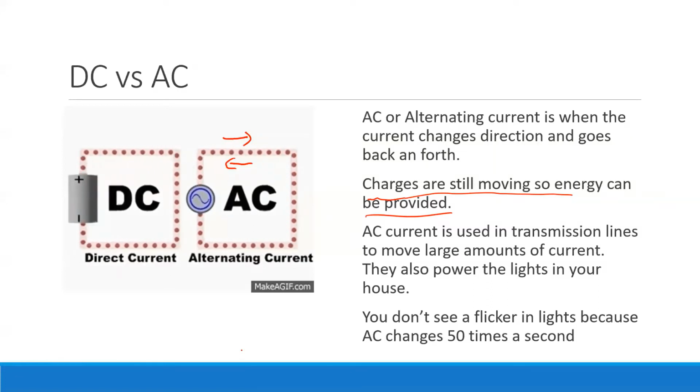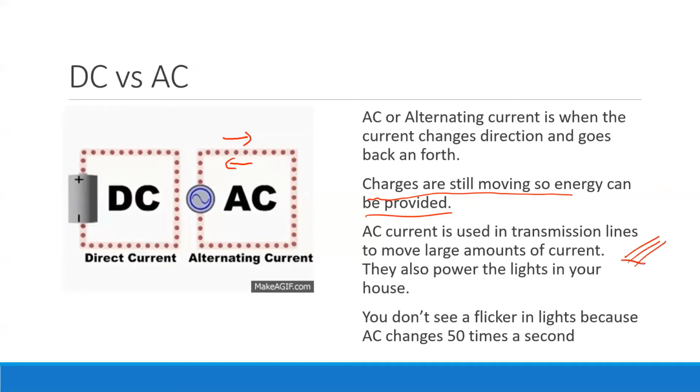So therefore, you can still get power, or electricity, and useful energy from this system. So why would we use AC? Why wouldn't we use DC all the time? AC is really good because AC current is used in transmission lines to provide large amounts of current. It is also the power that you use in your lights. So there is a reason why they're used in power lines.